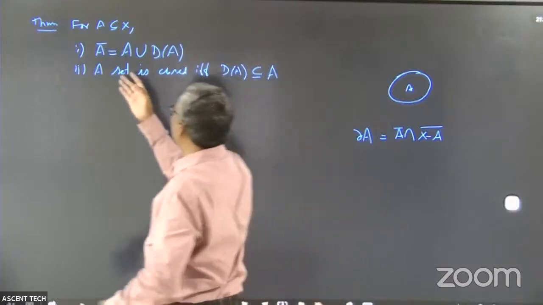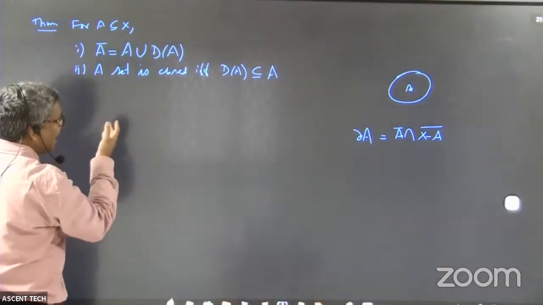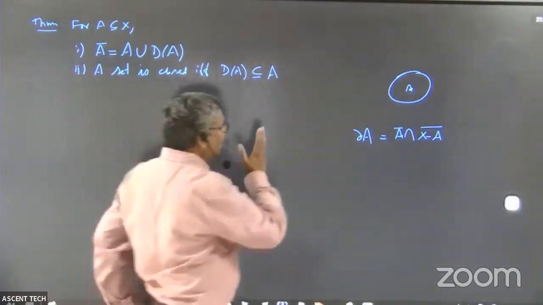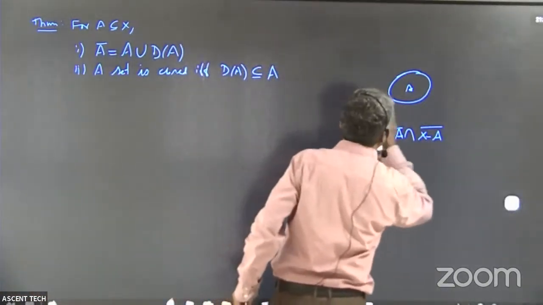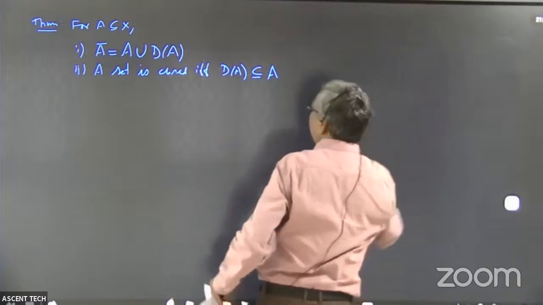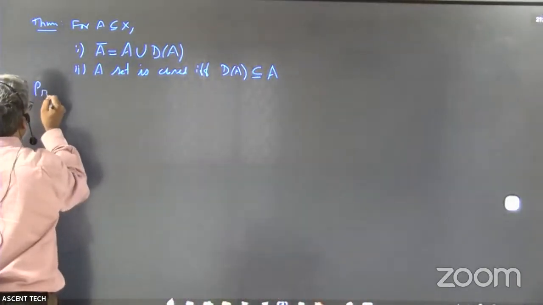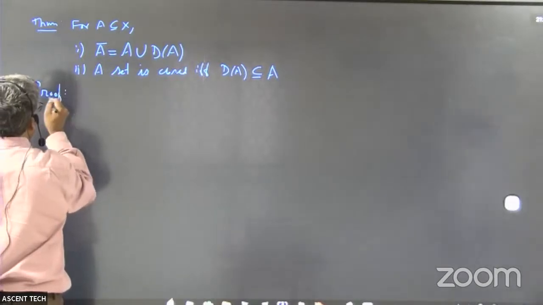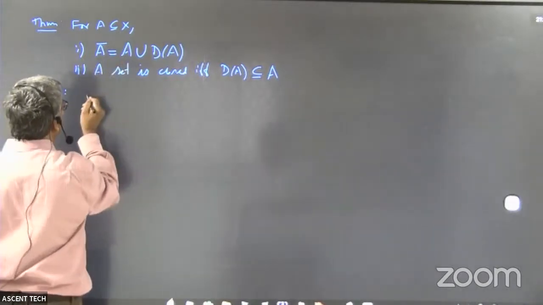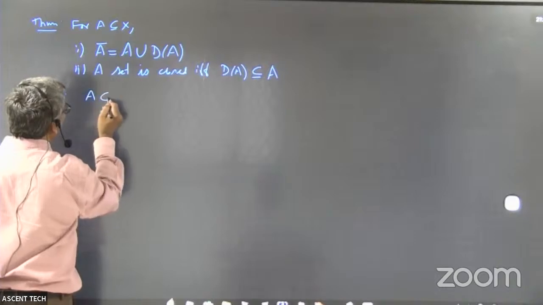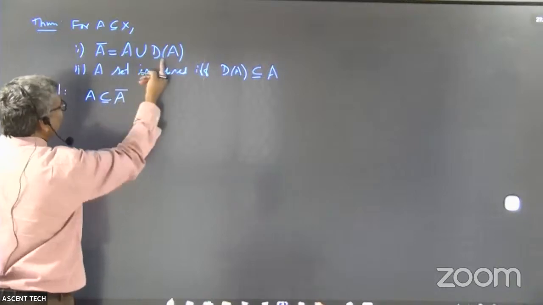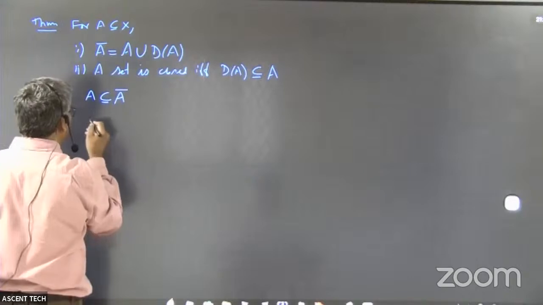Anyway, I probably don't need to prove this. It's kind of obvious now. But anyway, if I want to prove, here is a proof. To start with, A is contained in A bar. That much we know already. So if dA is contained in A bar, you have to say that.